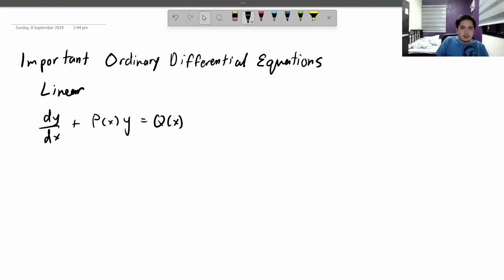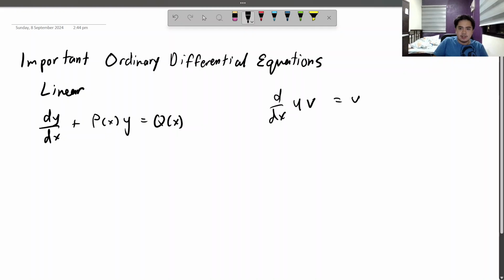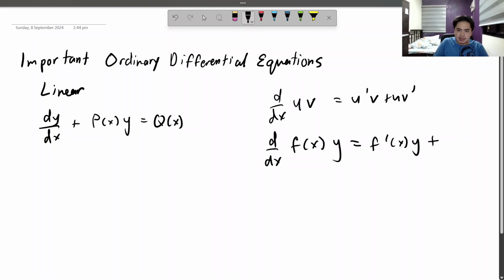Well, remember the product rule. It states that the derivative of uv with respect to x is u prime v plus u v prime, right? What if we had f of x times y? What if we had that? Well, we would have f prime of x times y plus f of x and then the derivative of y, which is dy over dx.